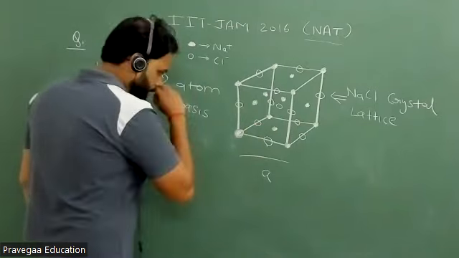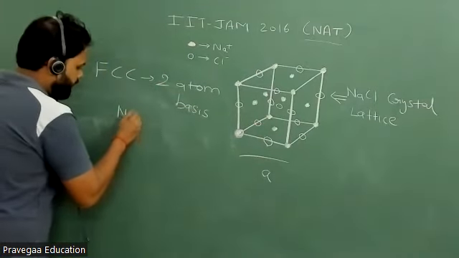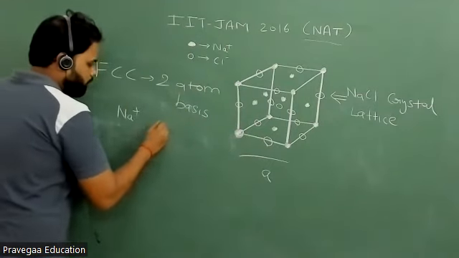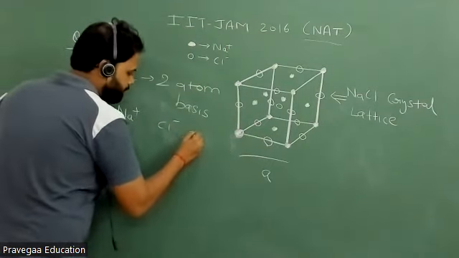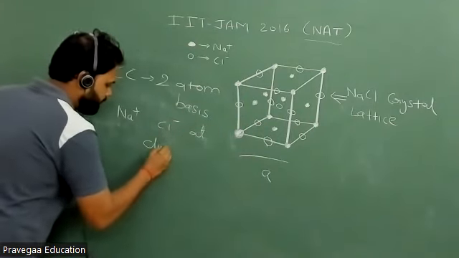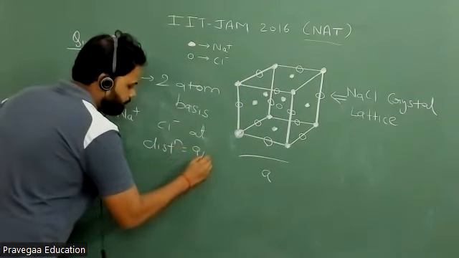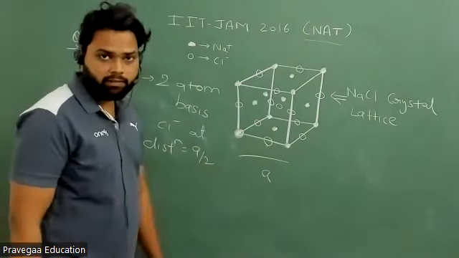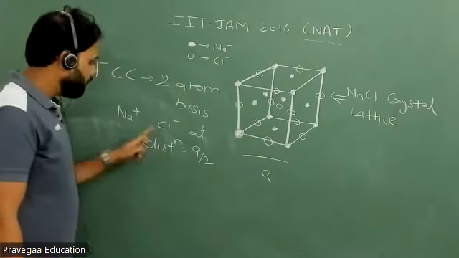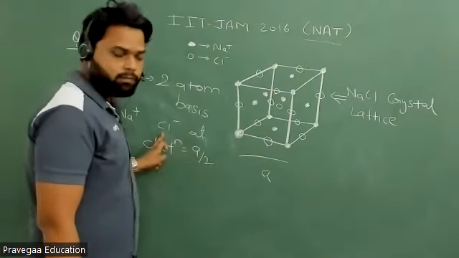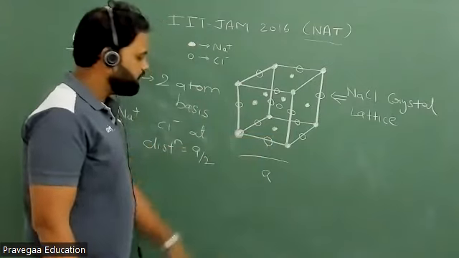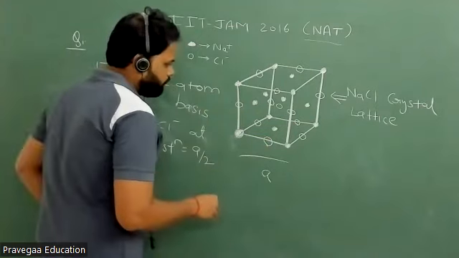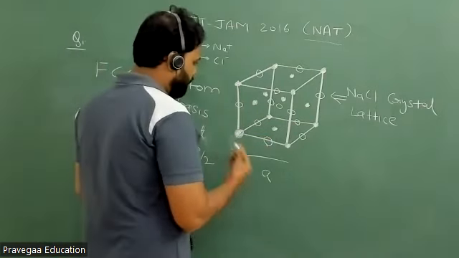So from the Na+ ion, the nearest neighbor will be the Cl- ion at distance a/2. We are talking about the nearest neighbor ions, so for the sodium, the chlorine ion is the nearest neighbor. And how many chlorine ions will there be? There will be a total of 6 chlorine ions. I will show you with the help of symmetry.